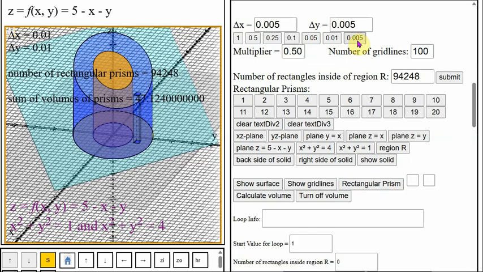0.005 for the length and the width of each rectangle. And if the length and the width of each rectangle is 0.005, then there will be about 376,976 rectangles inside of this region R. And the sum of the volumes, 47.122. And so obviously if we want the exact answer, then we have to divide region R into an infinite number of rectangles.